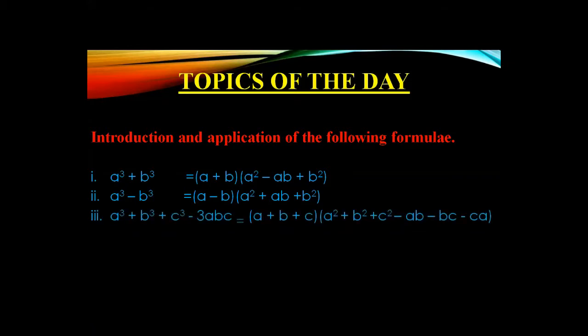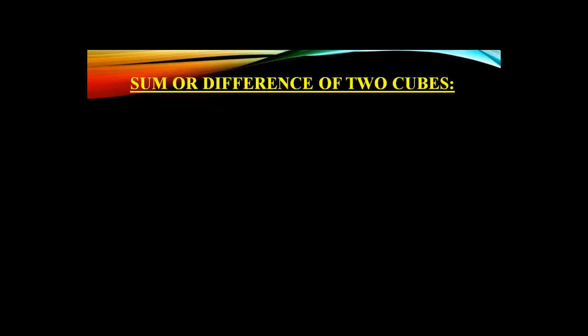And the last formula of today's class that we will discuss is a cube plus b cube plus c cube minus 3abc is equal to (a plus b plus c)(a square plus b square plus c square minus ab minus bc minus ca). These are the three formulas which we are going to use in today's class. Formula 1 and formula 2 will apply on exercise 5.4, and the third formula will apply on exercise 5.5. Okay, now let's move forward.